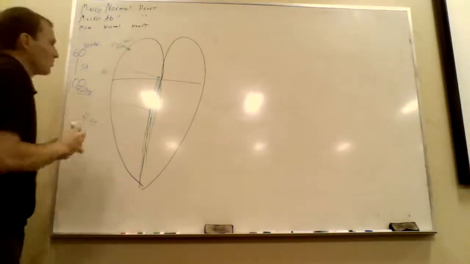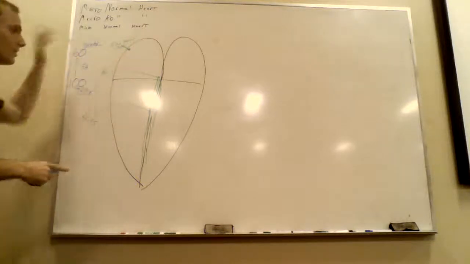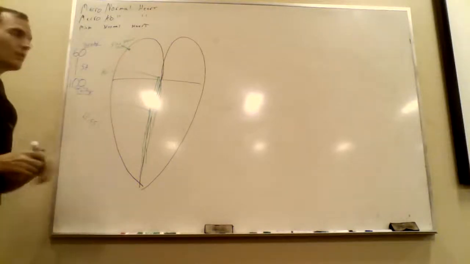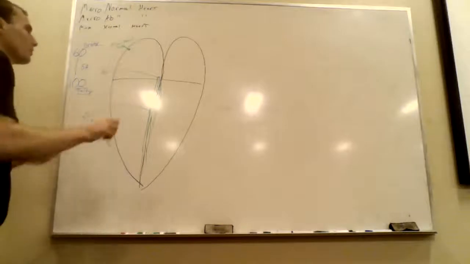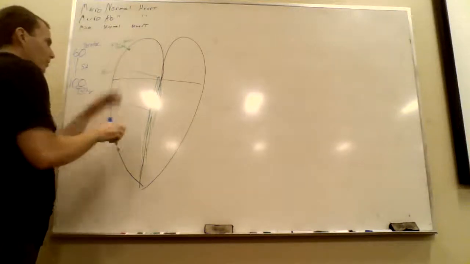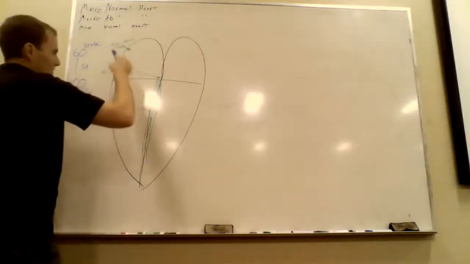Okay. Now, when the sinoatrial node starts a heartbeat, it's also known as the pacemaker node. There are two pacemaker nodes, but this is the primary one. The other one is the AV node. We'll get to that.